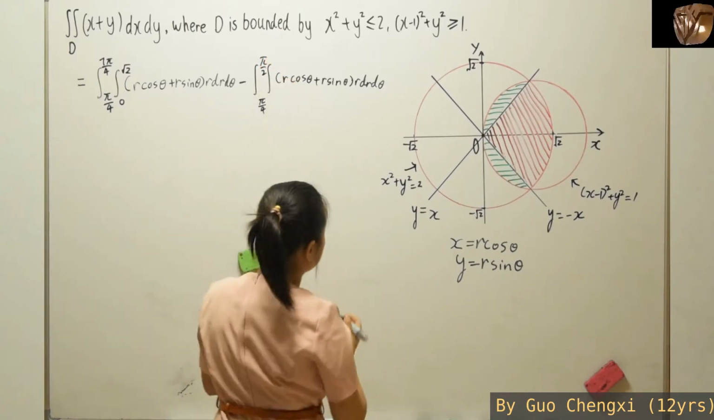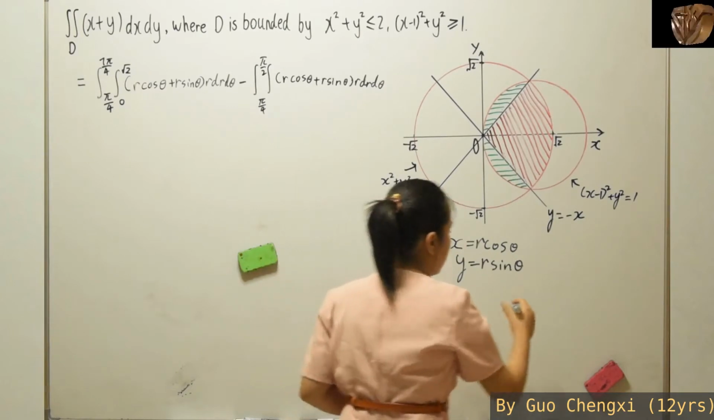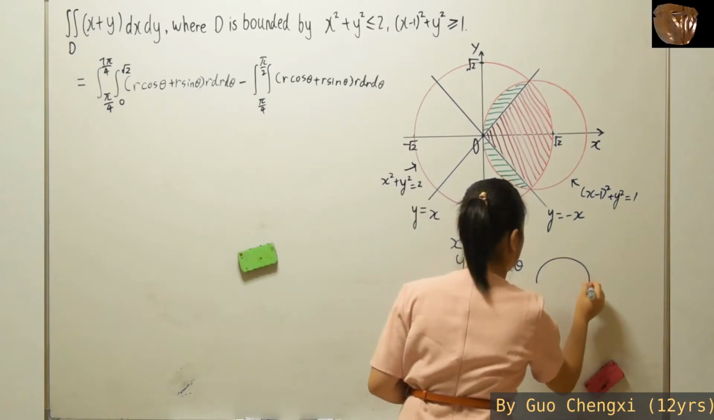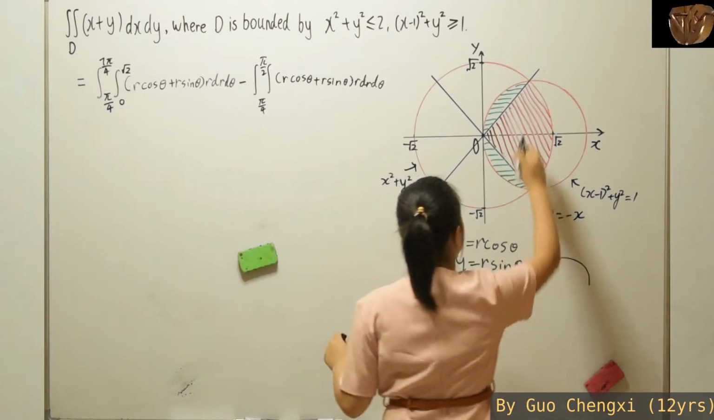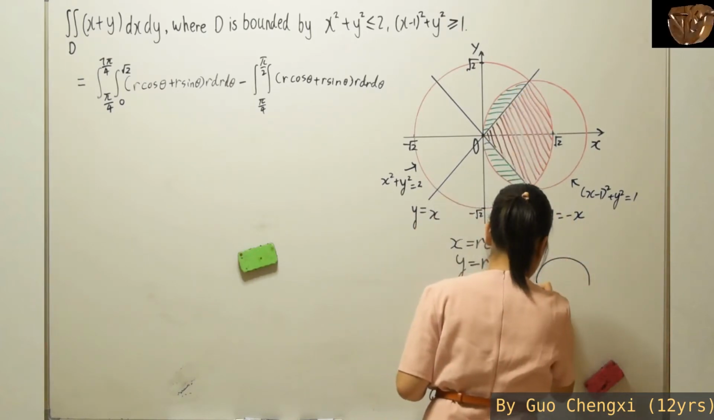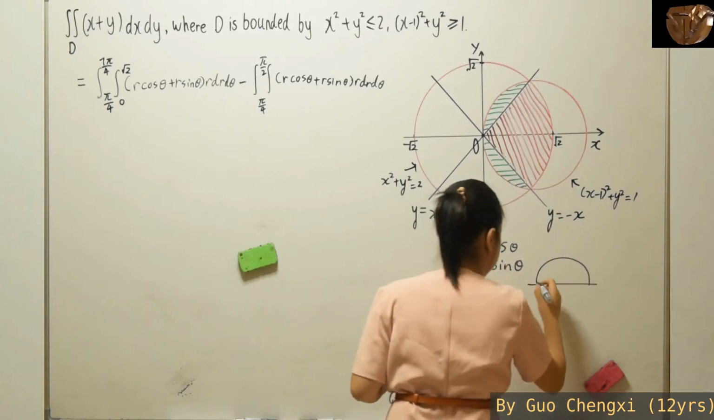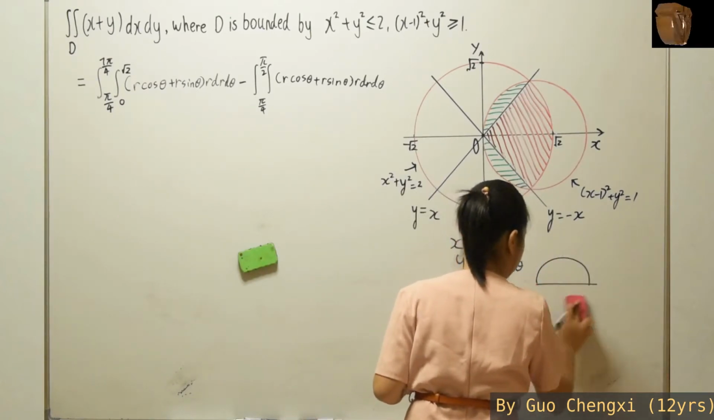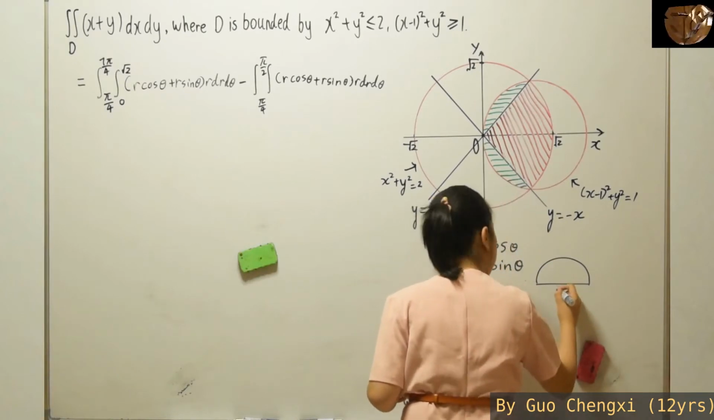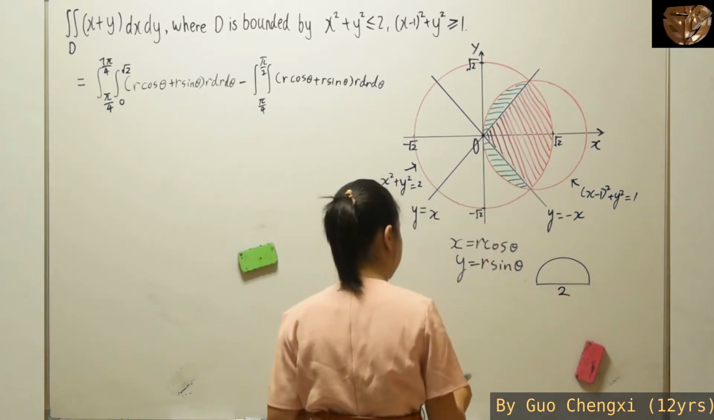But what about its range? If you have a semicircle for this part and we are trying to find this length over here, no matter which semicircle, the base over here is going to be 2 times the radius, which in this case would be 2, right?